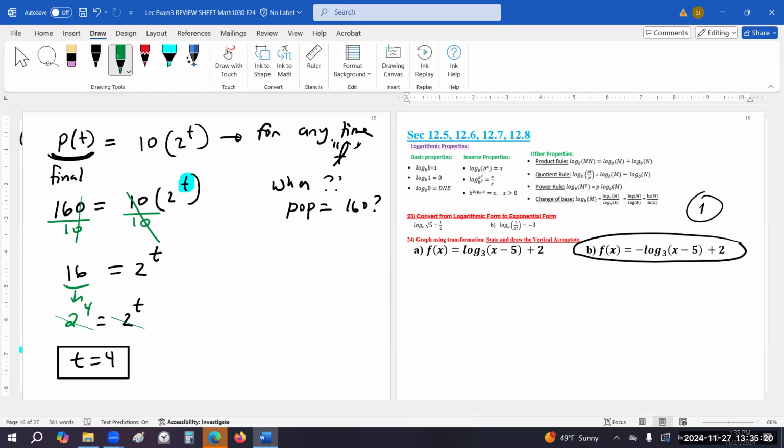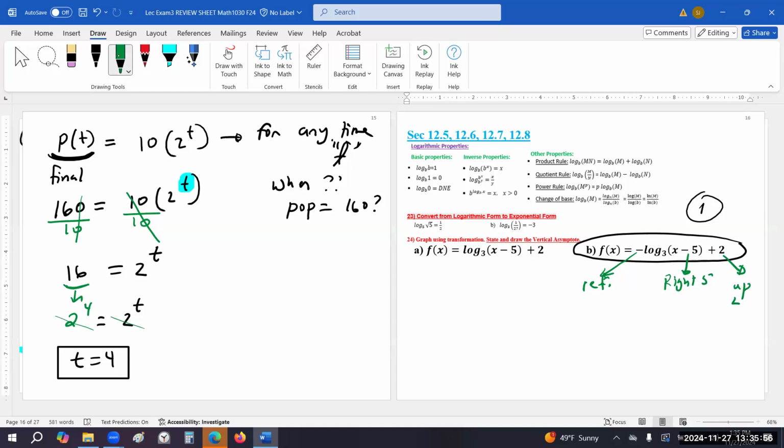We have a negative in the front of the log. What type of transformation? Reflection. Yeah, so this is 24b, so this is for us to graph. Now we have a number next to the x. Which direction? Right. Right 5. A number by itself is single: up.